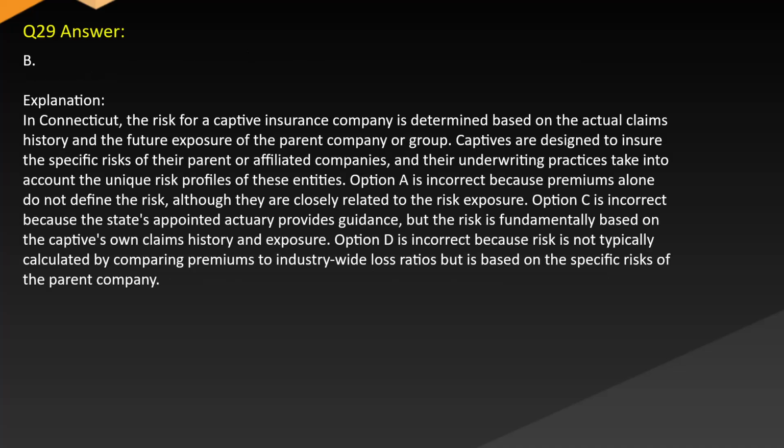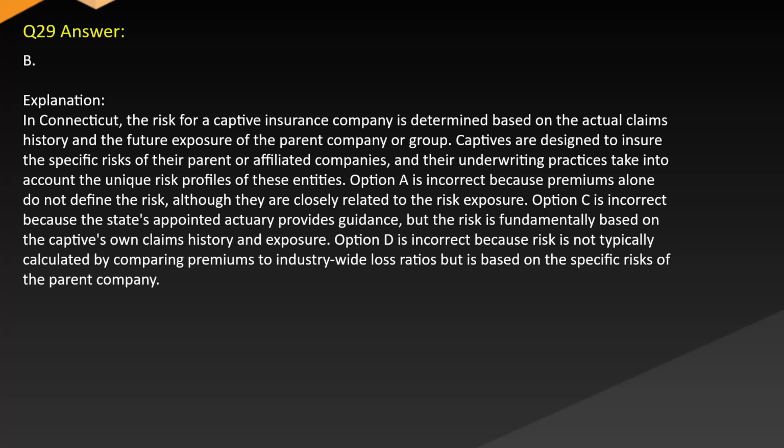Answer B. Explanation. In Connecticut, the risk for a captive insurance company is determined based on the actual claims history and the future exposure of the parent company or group. Captives are designed to insure the specific risks of their parent or affiliated companies, and their underwriting practices take into account the unique risk profiles of these entities.